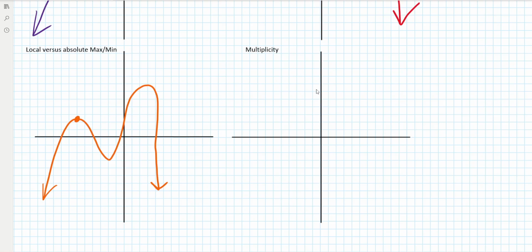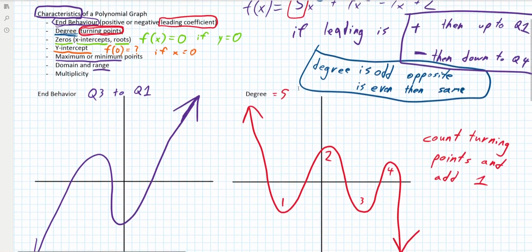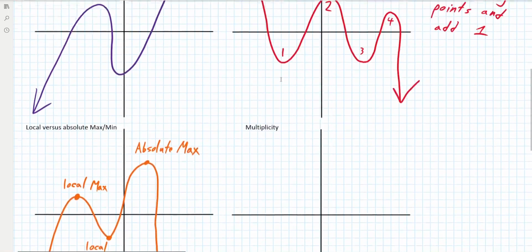Well, here we have a local max, right? So that means it's bigger than the stuff to the left of it and bigger than the stuff to the right. Here we have a local minimum. That means it's smaller than the stuff to the left of it and smaller than the stuff to the right. And here we actually have the absolute max. And that's because it is bigger than every other point on the graph. Okay, so all of this stuff is covered in 30-2, and it's pretty straightforward.